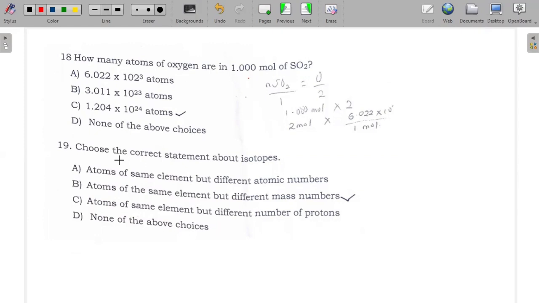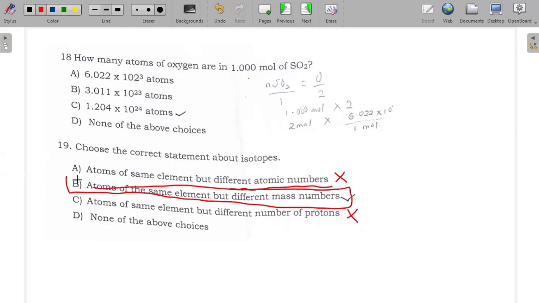So we know that isotopes are atoms of the same element that have different number of neutrons. As a result of having different number of neutrons, they will have different mass numbers. So this one that says different atomic numbers, no. Atoms of the same element but different number of protons, no. So the only correct option is just this B here.